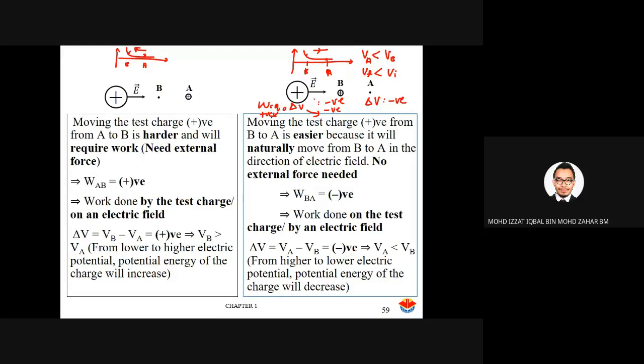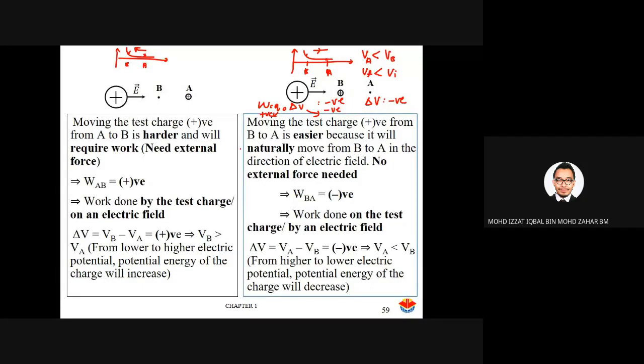So kamu boleh imagine, kamu ada dua charge yang sama polarity, positif dekat-dekat. Bila kamu lepaskan dia, kamu tak pegang kan, katakan kamu tak pegang, maybe dia akan bergerak sendiri. So itu adalah kerja yang dilakukan oleh sistem ni. So charge ni yang buat kerja, kamu tak buat kerja. You don't have to apply any force by itself, it will move from B to A. Itu maksud dia, negative work done.